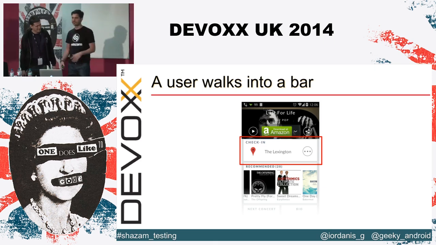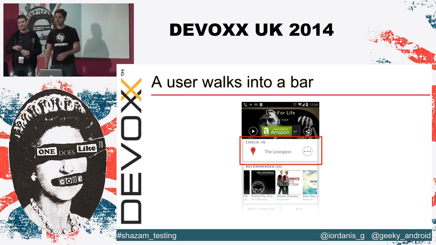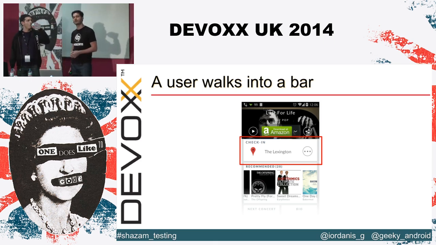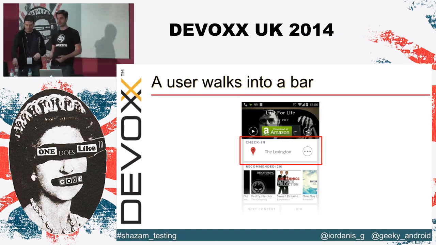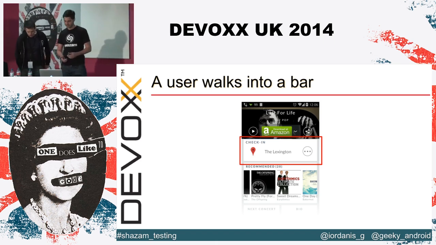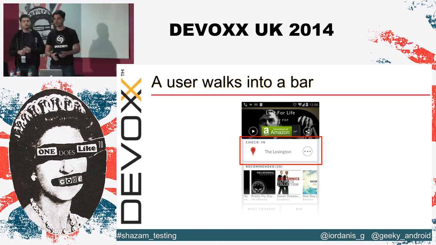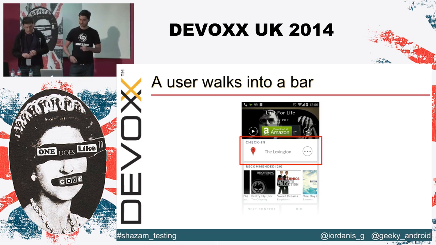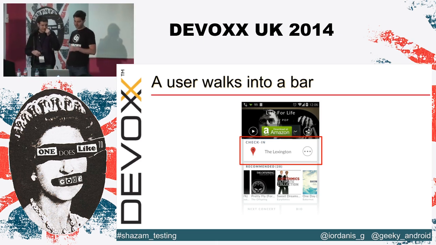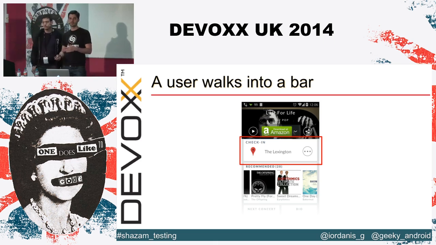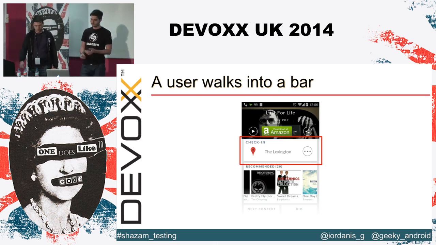So let's consider a realistic example. This is not a real feature, but it could be. Let's say that a product owner approaches us and comes up with the idea about checking in a discovery, the venue where it was discovered. So for this example, we consider the Lexington, which is a bar I like, and I figured out that the song playing was Last for Life. Then the app would prompt the user to be able to check in this discovery if they wish, and that's going to be our first very simple feature.